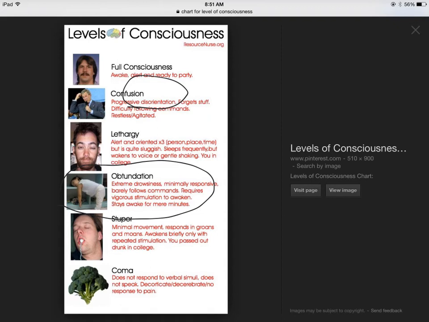And then we have someone who's stuporous. They may only moan and groan to their name. You say their name, you shake them, and what you get out of them is a moan. If they wake up, it's only for a brief period of time, and you cannot get them to follow commands. And then comatose. Comatose is they do not respond to verbal stimuli. They will not speak. They will not follow commands. And what we might get out of them is either decerebrate or decorticate posturing, which we're going to go over in a little bit.